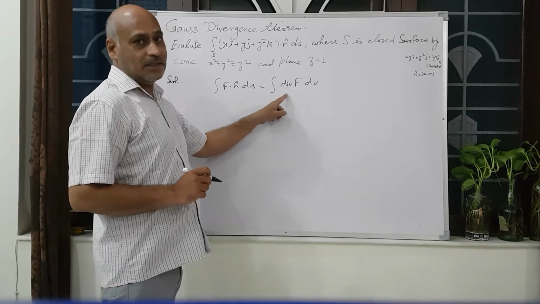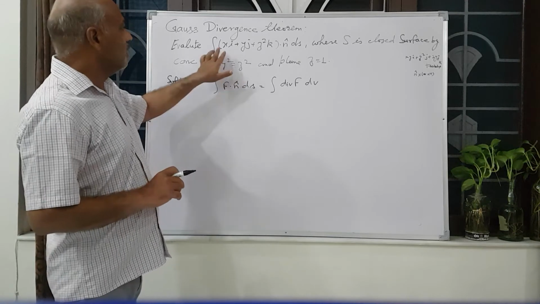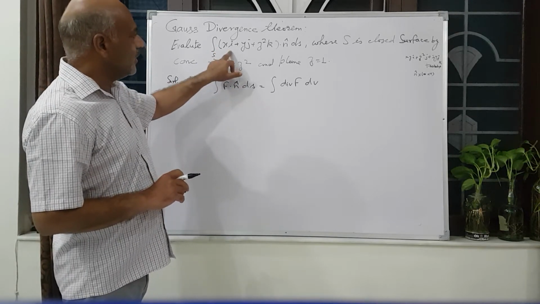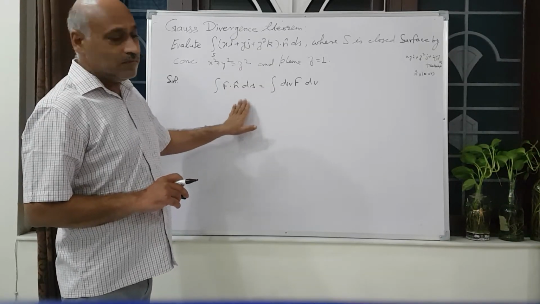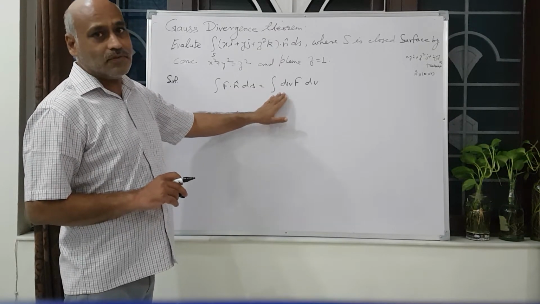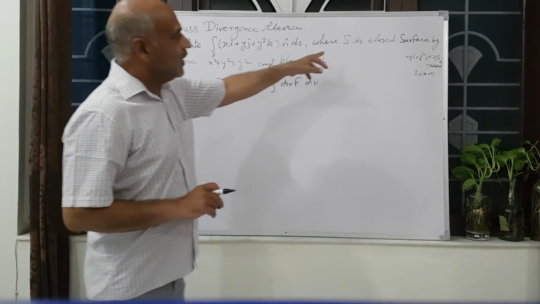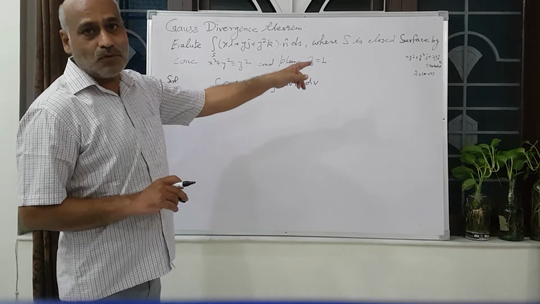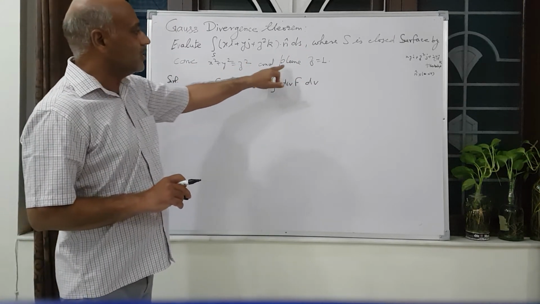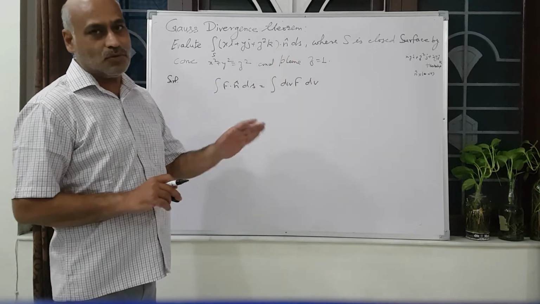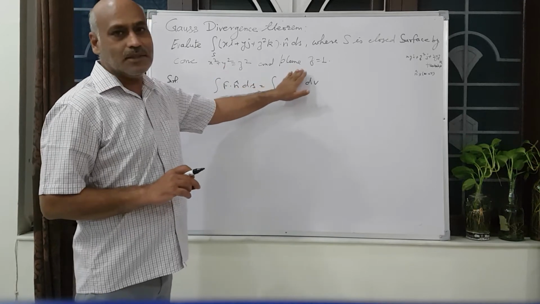This is a triple integral. We have to evaluate the surface integral of F dot n cap dS, which will equal the integral of divergence F dV. So first we have to evaluate divergence F, del dot F, where S is closed by the surface of the cone x square plus y square equals z square and the plane z equals 1. It is closed by these two surfaces, this is the cone and this is the plane.